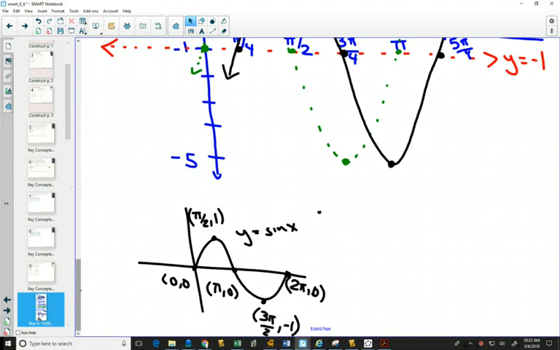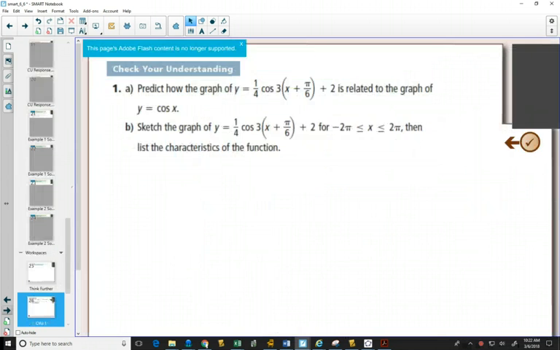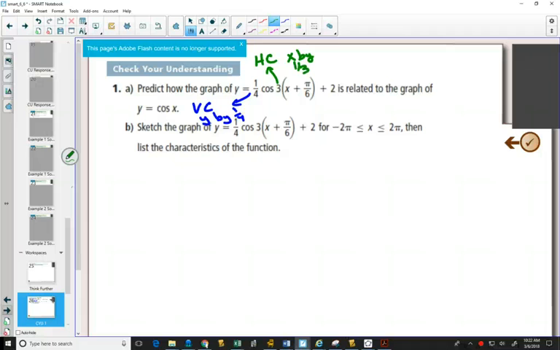So let's look at example 1. First, it says predict all the things, basically asking us to describe all the things. We'll do this very quickly. The 1/4, maybe I'll start the 1/4 down here, is going to be a vertical compression. You're going to multiply your y values by 1/4. The 3, that is a horizontal compression. You would multiply your x values by 1/3.